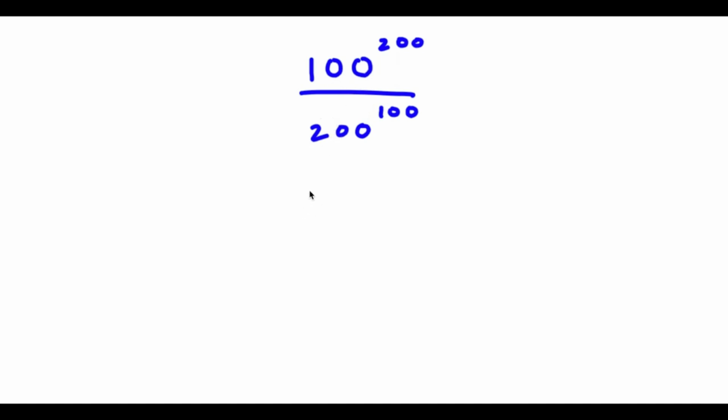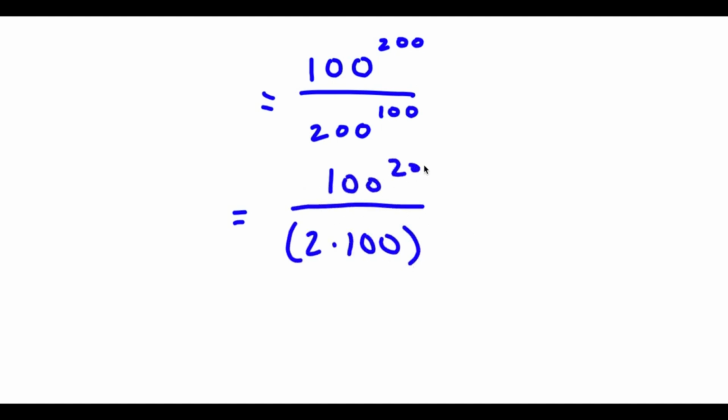Now, 200 is the same thing as 2 times 100. So I have 100 to the power of 200 over 2 times 100 to the power of 100.